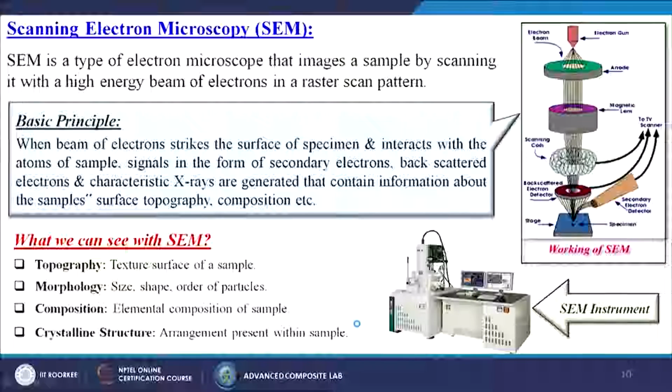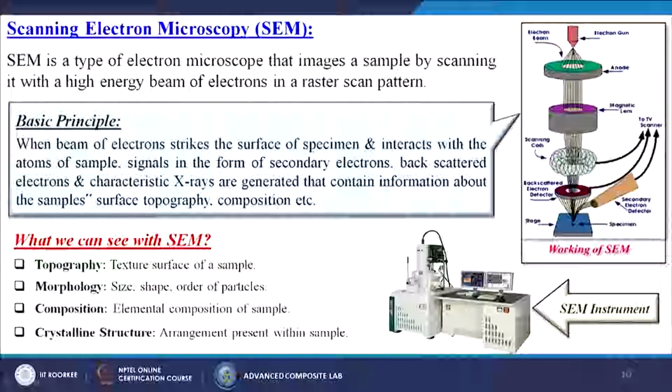What is the basic principle? A beam of electrons is generated from the electron gun. Then that electron beam passes through some detectors and magnetic lenses and falls onto our substrate or material. It strikes the surface of the specimen and interacts with the atoms of the sample, and signals in the form of secondary electrons, backscattered electrons, and characteristic X-rays are generated that contain information about the sample's surface topography or composition, etc.